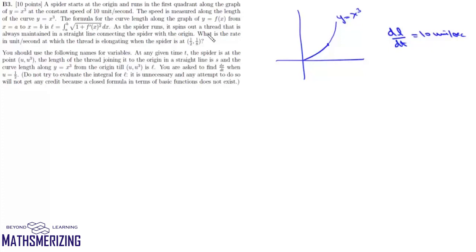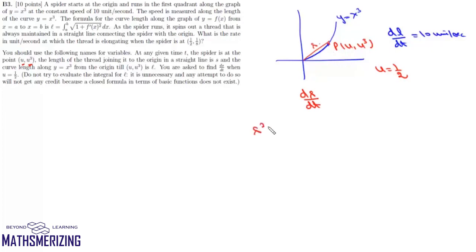As the spider runs, it spins out a thread that is always maintained in a straight line connecting the spider with the origin. What is the rate in unit per second at which the thread is elongating when the spider is at 1 by 2, 1 by 8? Now it says we should use these variables u and u cube. So at any point, say which is p, and this is u and u cube. U in this case is 1 by 2. We need to find rate of elongation of this thread, which is suppose s. So we need to find ds upon dt.